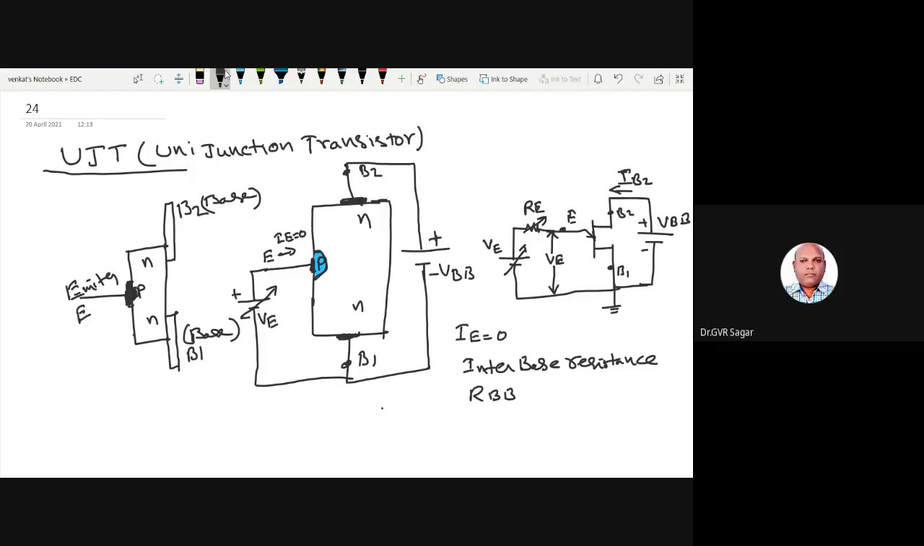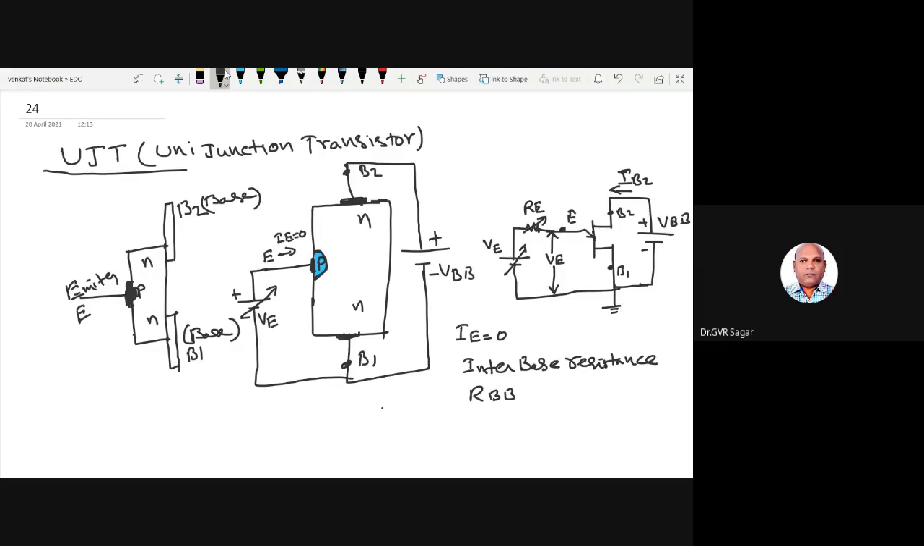So in the FET, we can place the two P regions on the sides, but in the UJT we keep only one P material on the side, so that only one junction is present here, and that junction we have to forward bias, right? Initially I have not applied any voltage here, simply IE is equal to 0.